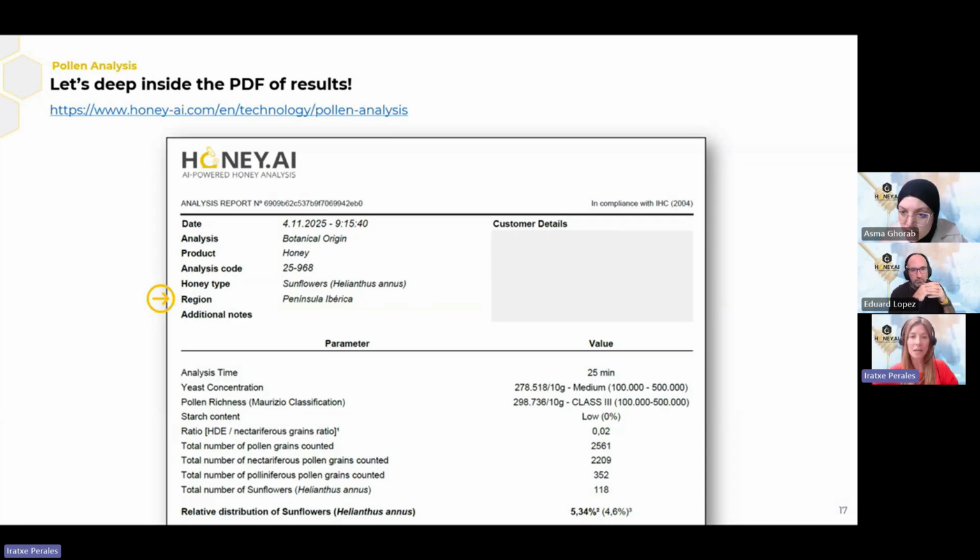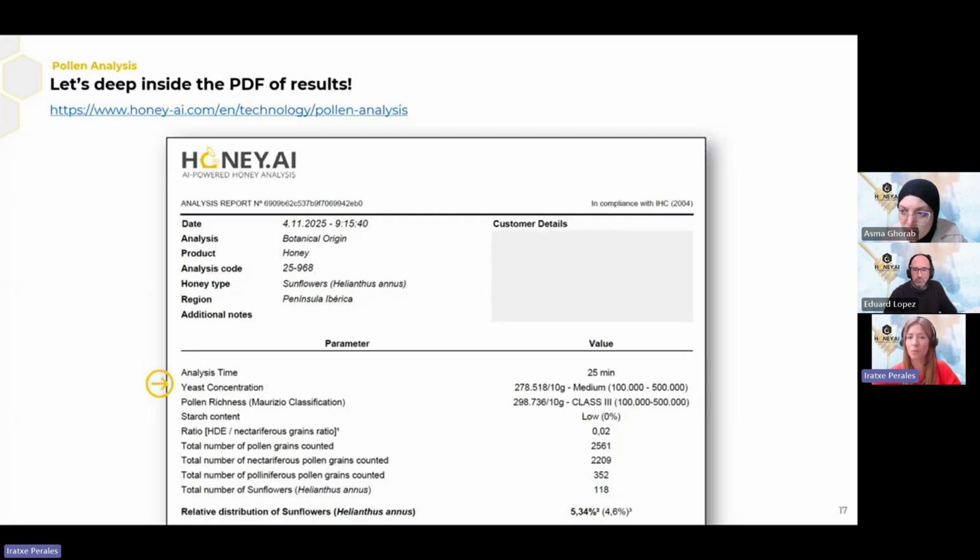Then analysis time. It tells you how long the analysis took. As Asma already explained, the analysis time depends on your honey. If it's more concentrated in pollen, then it will finalize earlier. If it's low concentrated, it will take more time. Okay, it's between 15 minutes and an hour and a half.